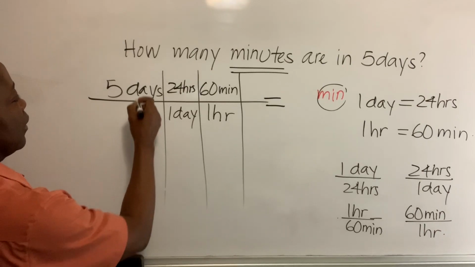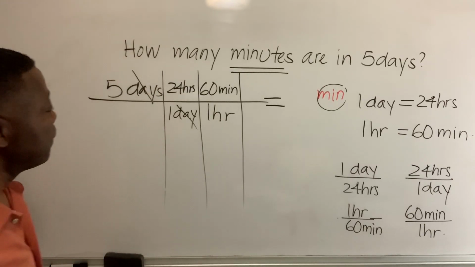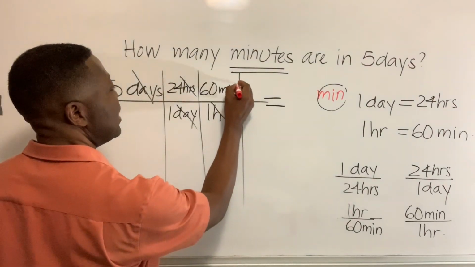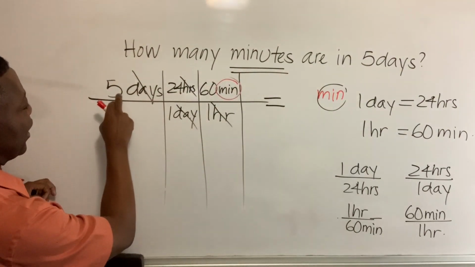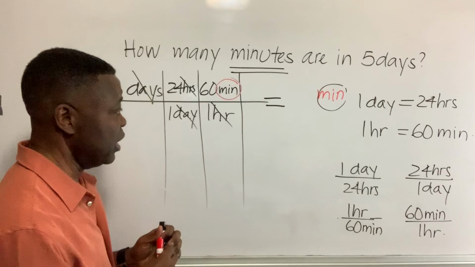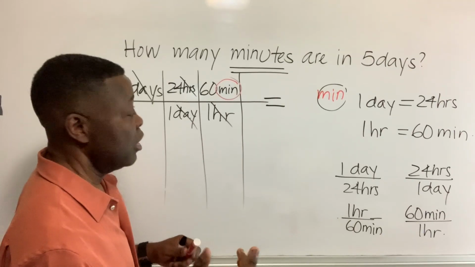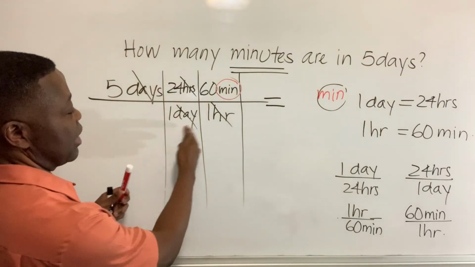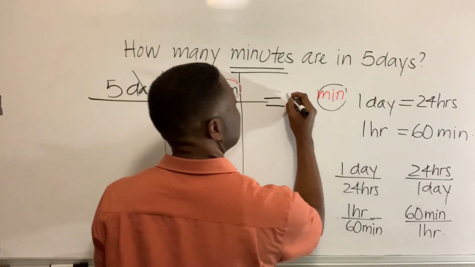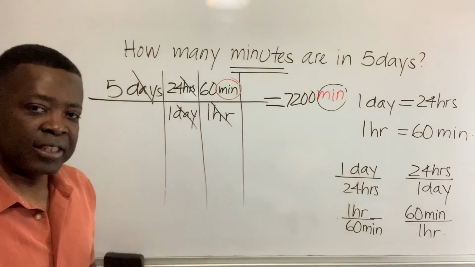Now let's see what happens. They cancel day here because they show both on top and at the bottom. Here, hour and hour cancel. All I have left is minute. The last step is to multiply 5 by 24. 5 times 24 is 120. And 120 times 60 is 7,200 divided by 1. 1 times 1 is 1. So 7,200 divided by 1. My final answer is 7,200 minutes. And that's it.